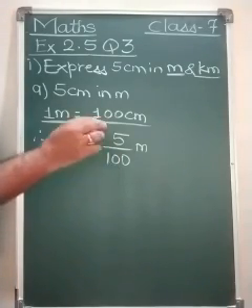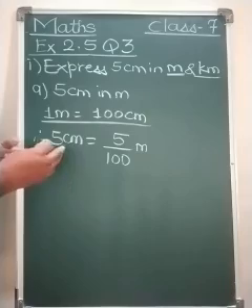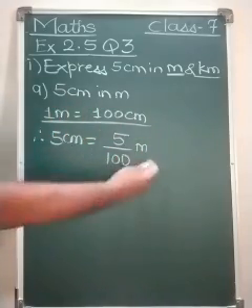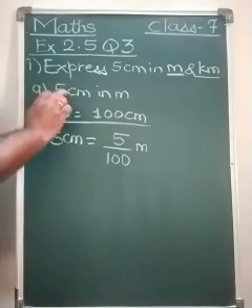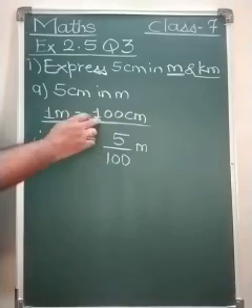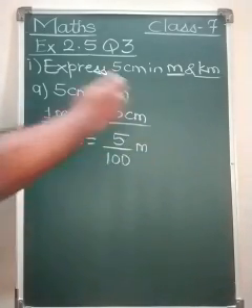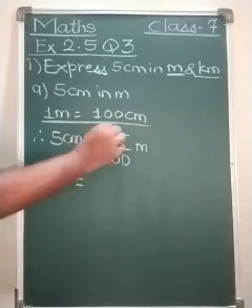This is what is always confusing to each and everyone. Many students come in 7th and 8th and still don't understand how to convert this. So we are going from small to big, so we are going to divide. Here 1 meter equals 100 centimeters, so we are dividing by 100. Let's proceed further. Now conversion is very easy.